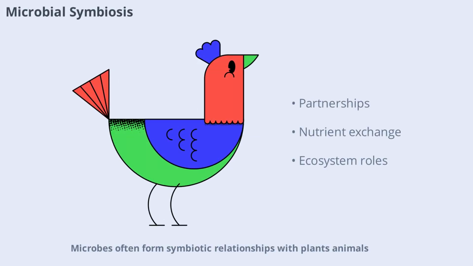Microbes often form symbiotic relationships with plants, animals, and other microbes. These partnerships can enhance metabolic capabilities, provide nutrients, or protect against disease. Symbiosis is a driving force in evolution and ecosystem function, highlighting the interconnectedness of life.